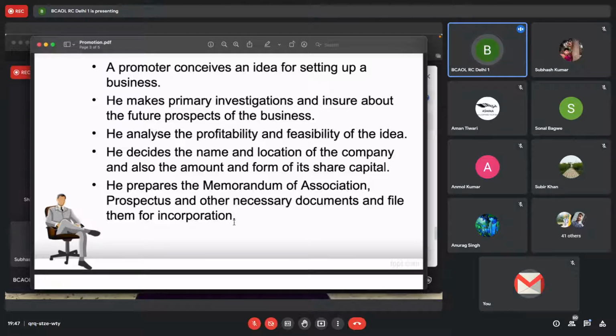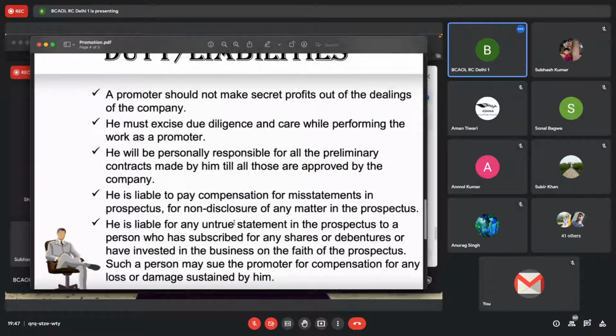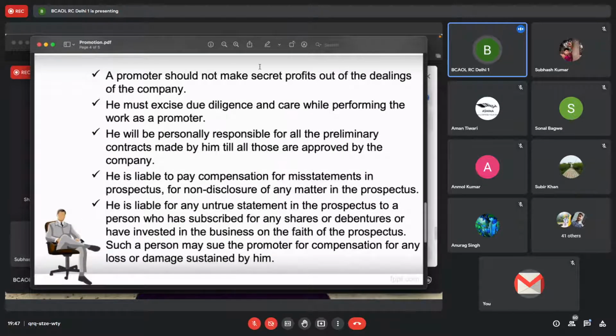He basically is the one who has to do all these steps so that the company is formed. Simple as that. Company needs to form the company. Should not make secret profits, do its work properly. Whatever documents are being formed, it should be done in proper lawful manner, should not get into illegal activities.